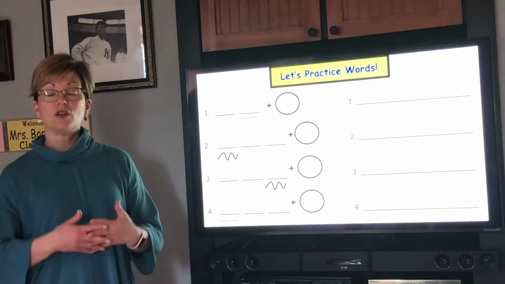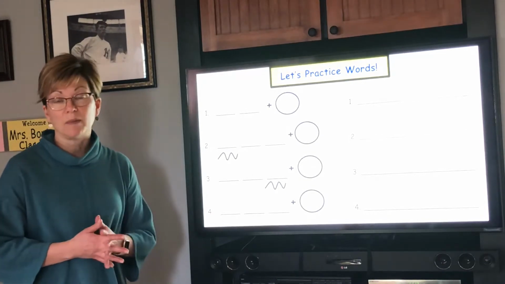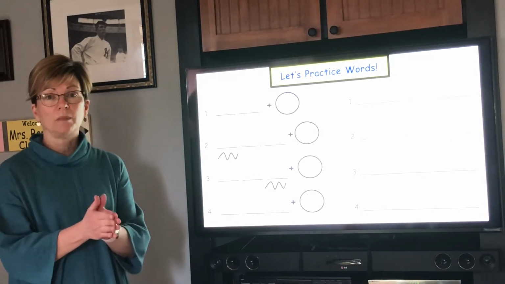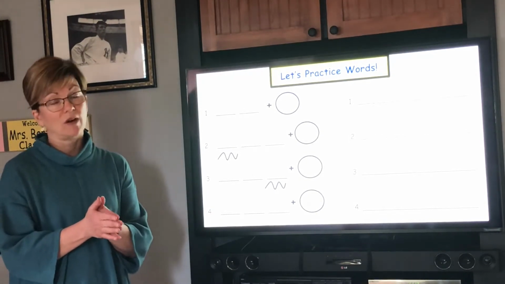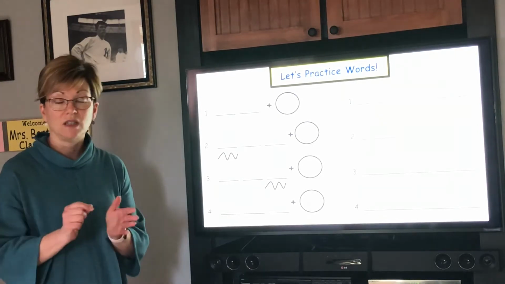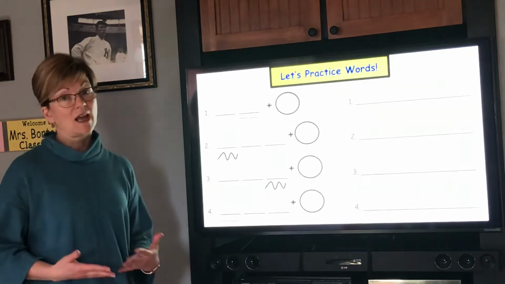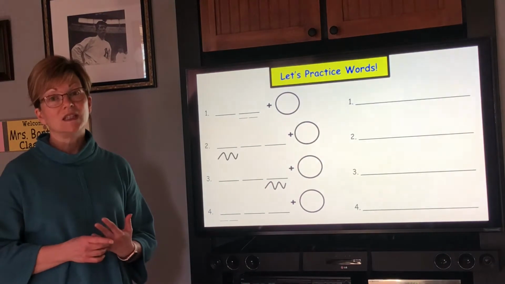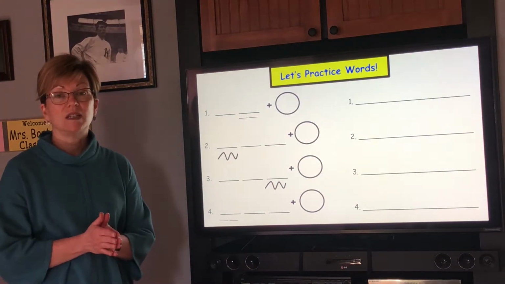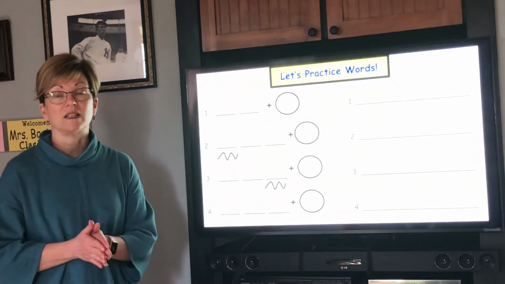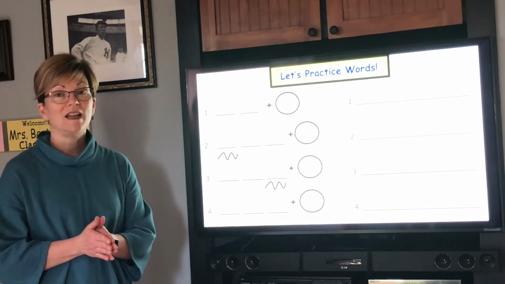So today, for your materials, you need a piece of paper and a pencil, a marker, a pen, something to write with. It'd be great if you could have a pencil in case you need to erase. If you do not have those materials at home, you can still do this lesson with me by just calling out the letters as we go along, okay?